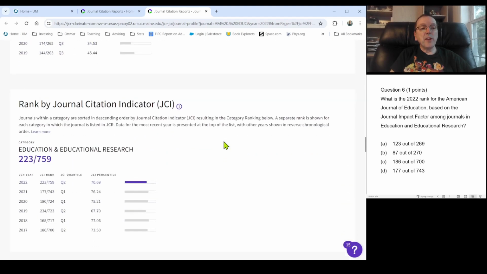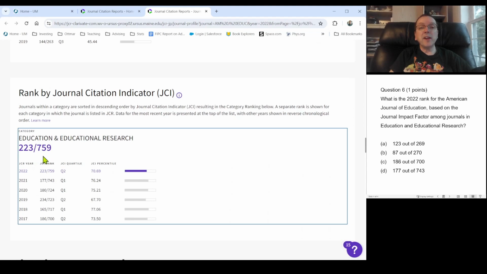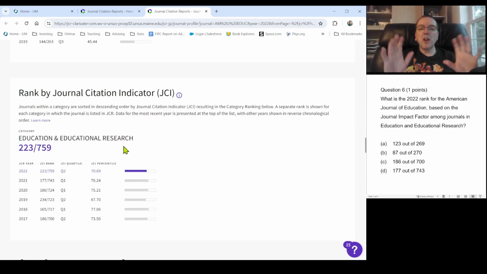Instead of 123 out of 269, it's 223 out of 759 in that same category. So there's a lot more journals that are part of that group in the JCI, and the percentile rank's gone up. Now it's at the 70th percentile. So it looks a little better using the JCI.